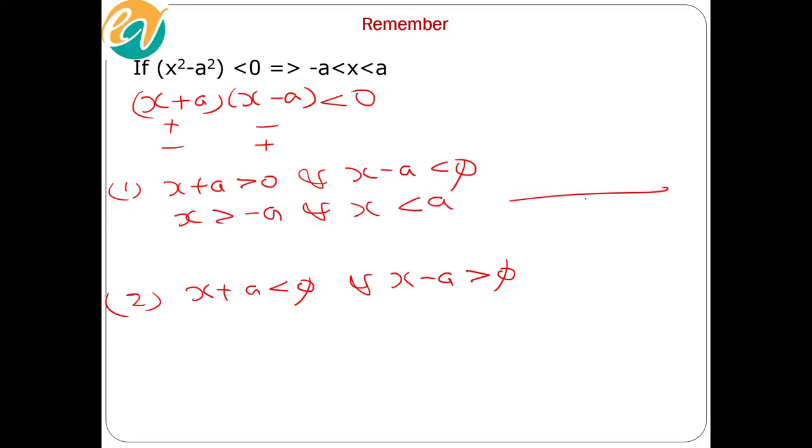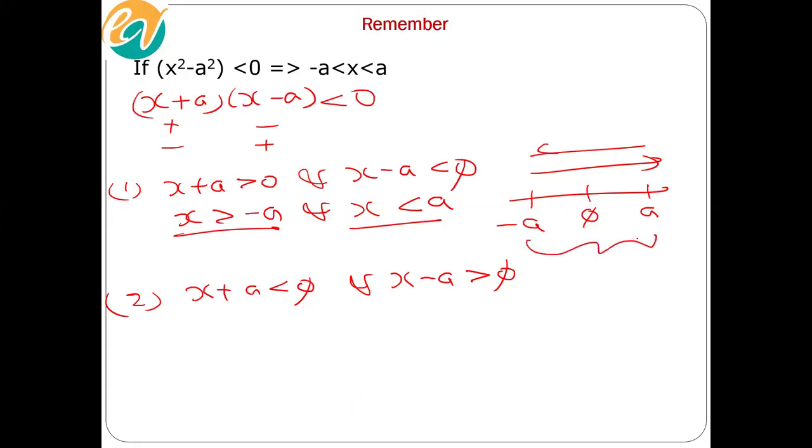Now again, let's draw a number line. This is 0, this is a, this is minus a. x is greater than minus a would be this area. x is lesser than a would be this area. So what's the common area? This one, right? So minus a is lesser than x is lesser than a.